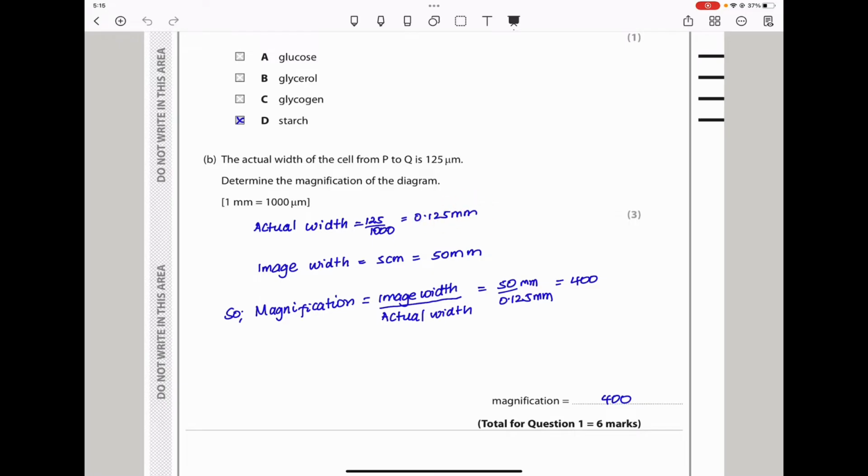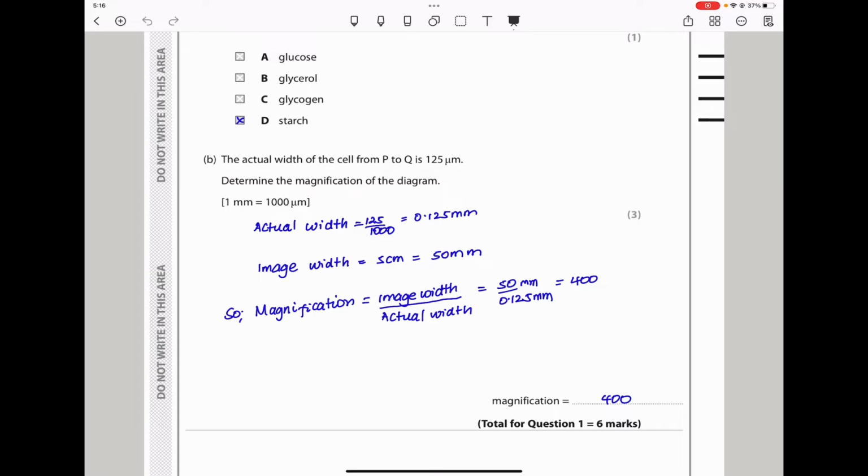After getting this, I use the ruler. You can use a ruler to measure the width of the image. It gave me about 5 centimeters, which is converted into 50 millimeters. Now I have two values that are in the same unit, I can find the magnification. Magnification is equal to image width divided by the actual width, which gives me 50 divided by 0.125, and the answer ends up being 400. So the magnification is 400 times.